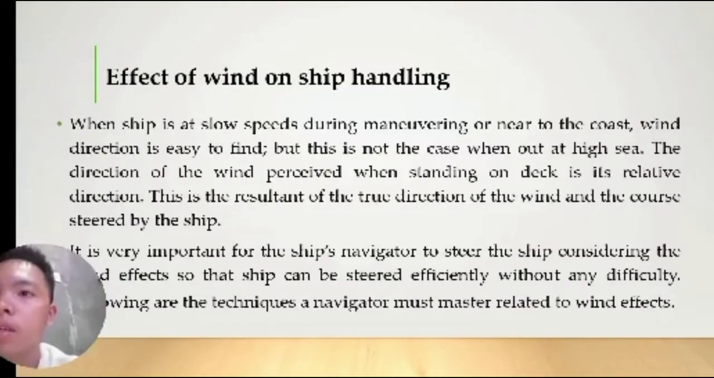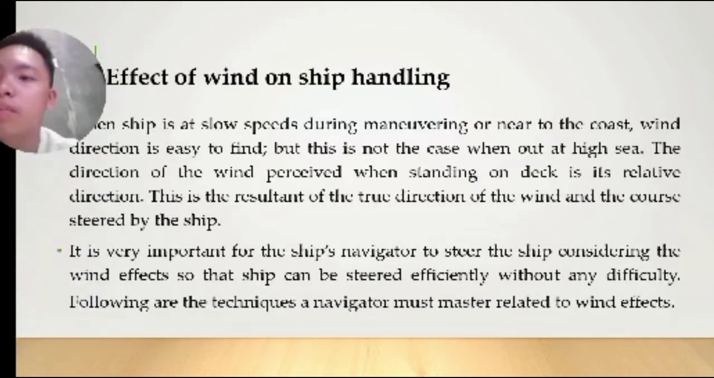When ship is at slow speeds during maneuvering or near to the coast, wind direction is easy to find, but this is not the case when out at high sea. The direction of the wind perceived when standing on deck is its relative direction. This is resultant of the true direction of the wind and the course steered by the ship. It is very important for the ship's navigator to steer the ship considering the wind effects so that the ship can be steered efficiently without any difficulty.